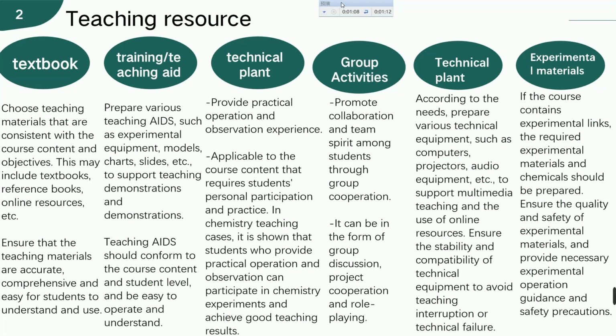Next is a practical plan. Provide practical operation and observation experiments applicable to the course content that require students to participate personally. In the chemistry teaching case, it is shown that students who do practical operation and observation in chemistry experiments achieve good teaching results.